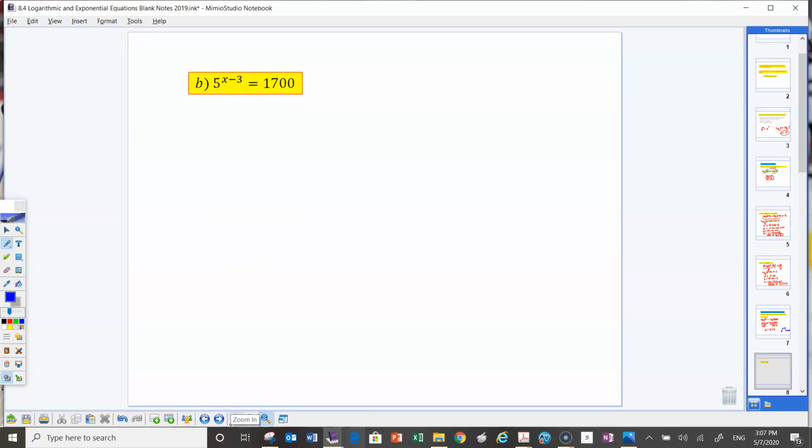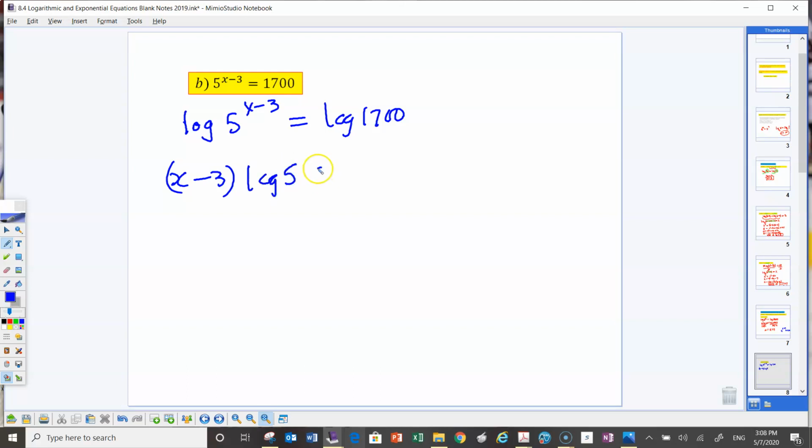Okay, this question, a little bit different because we have a binomial as my exponent. First step is you can't get both sides in base 5, so you're going to take the logarithm of both sides. So log of 5 raised to the x minus 3 is log of 1700. Now the x minus 3 can come out front, and make sure you put that in brackets because it is being multiplied all by log 5.